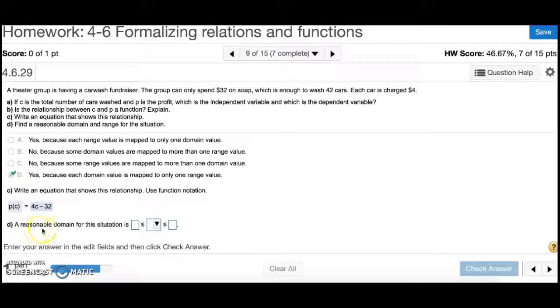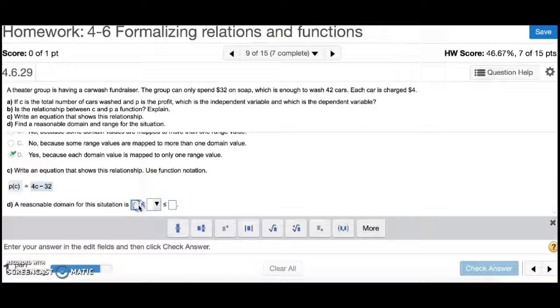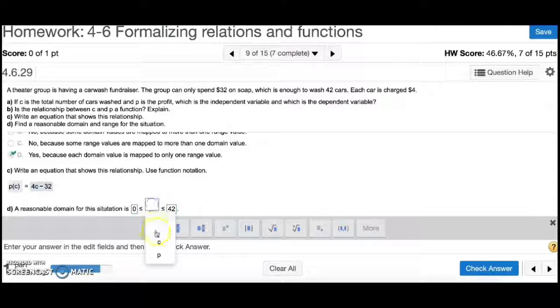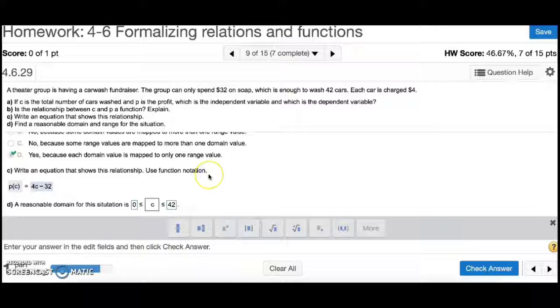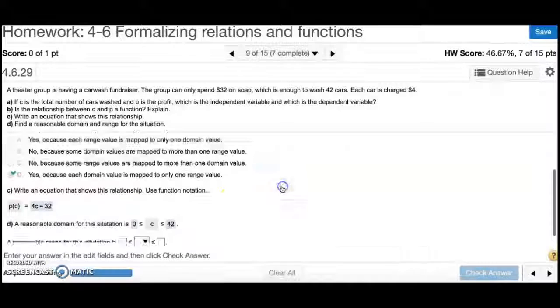D, a reasonable domain for this solution is. So our domain is C, which is the number of cars. We have enough to wash 42 cars, so that means we can either have no cars or at most 42 cars. I would choose C because C is the total number of cars. And that's my domain.